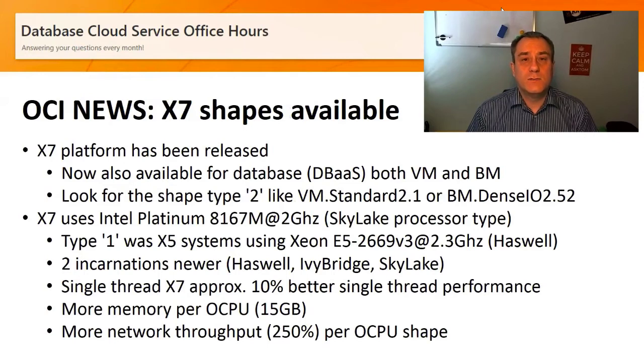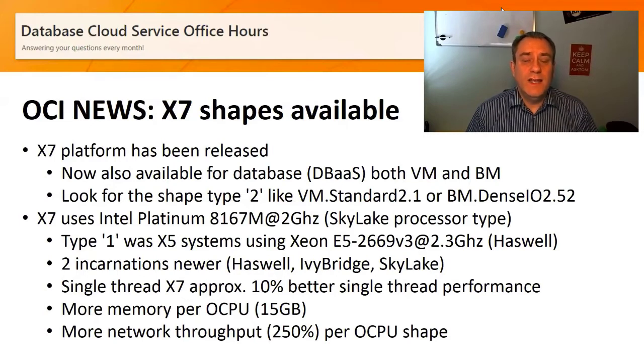not only will you get a faster core, but also twice as much memory. In the old X5 systems, you had 7 gigabytes of memory per OCPU, and in the X7 systems, you will have 15 gigabytes of memory per OCPU. All without an additional charge. So how do you recognize those new systems?